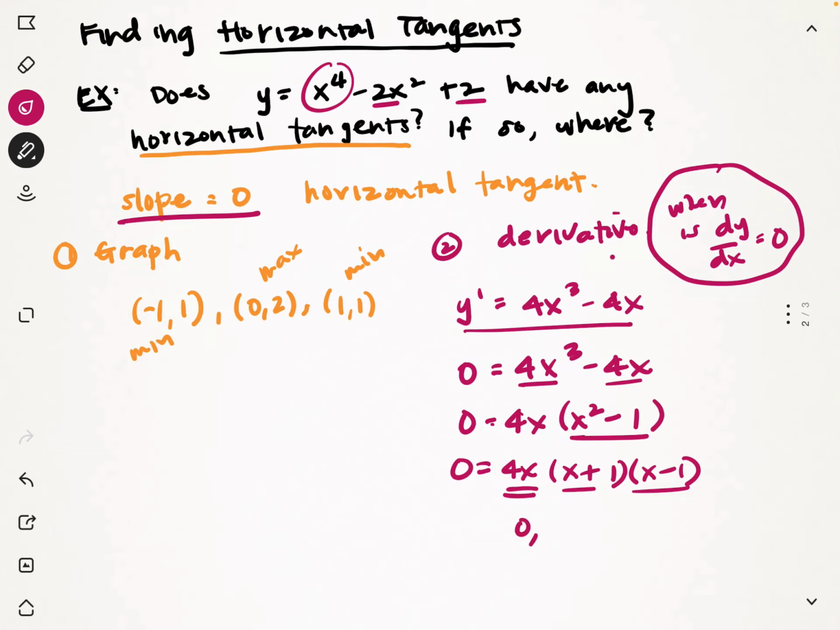All right, so what makes the first part 0? Well, that's 0. What makes the second part 0? That's -1. What makes the third part 0? That's +1. So notice that this is the same thing as all the x's that we found using the graph. So just another way we can use calculus and the idea of derivatives to find horizontal tangents.